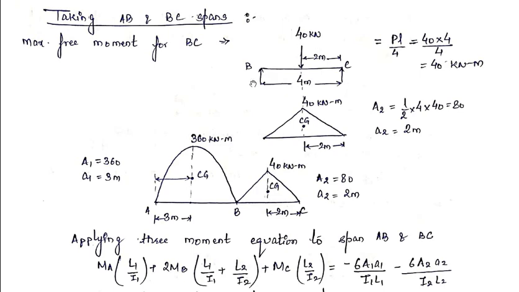The total span BC is 4. This divided by 4 will come out to be 40 kilonewton meter. And we know that the bending moment diagram for a simply supported beam subjected to a point load at the center is a triangular variation, and this value has come out to be 40 kilonewton meter. Now let's draw the total free bending moment diagram for AB and BC.